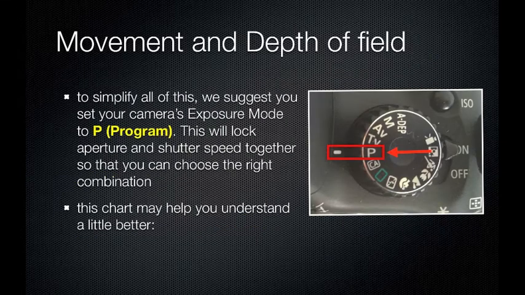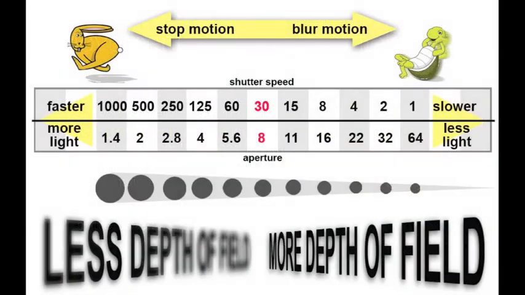Now, to simplify all of this, we suggest that you set your camera's exposure mode to P, which stands for program. This will lock all of the aperture and shutter speed combinations together so that you can choose from those combinations the right effect. But you must know what those numbers mean when the camera tells you what shutter speed and what lens aperture it's using. This chart may help you understand this concept a little bit better, but this will take some practice.